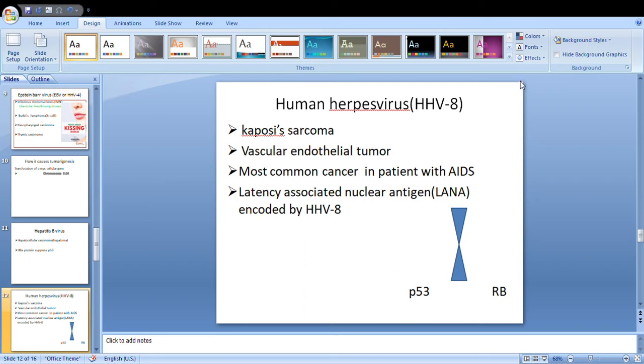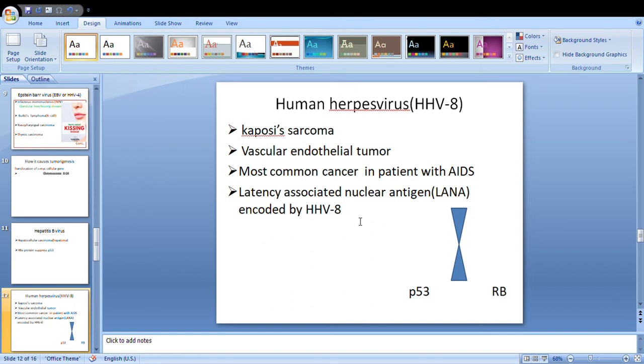Human herpes virus 8. This virus also is a DNA virus, and this causes Kaposi sarcoma. This Kaposi sarcoma is a vascular endothelial tumor. It is the most common cancer in patients with acquired immunodeficiency syndrome.